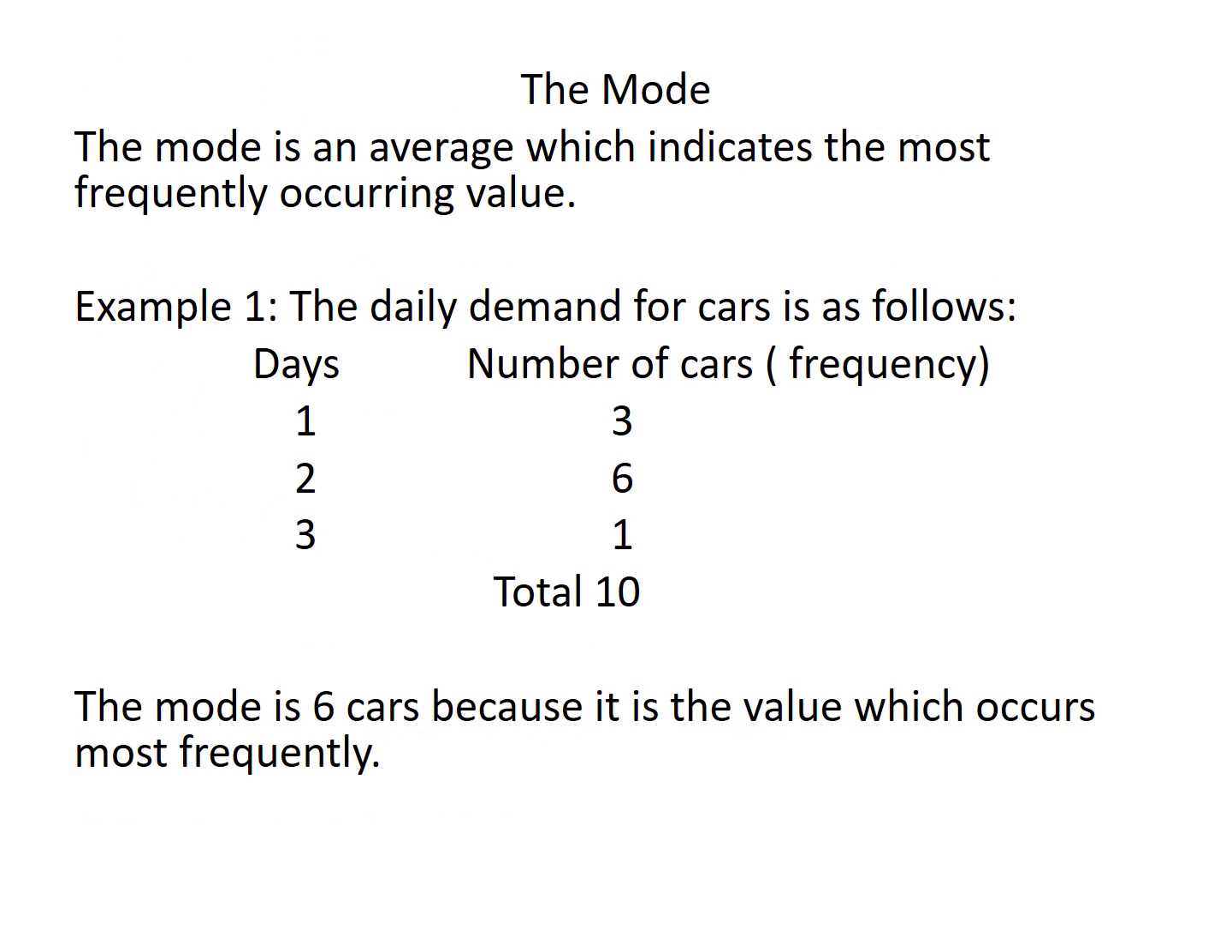So again, we said the mode is an average which indicates the most frequently occurring value. So in this example here, in example 1, we can see that the most frequently occurring was 6 cars in day 2. So that was the most frequently occurring. So that's pretty straightforward.